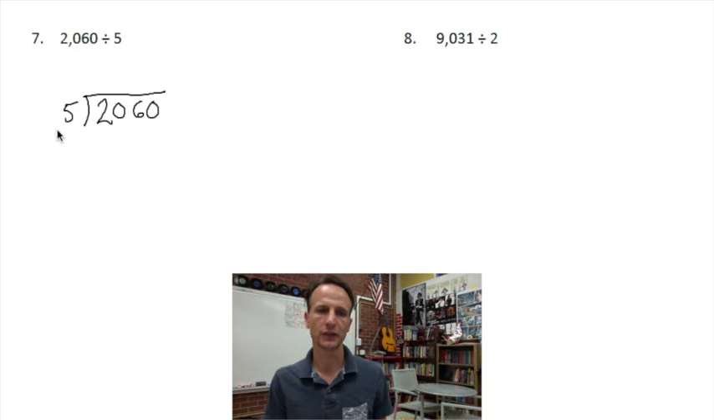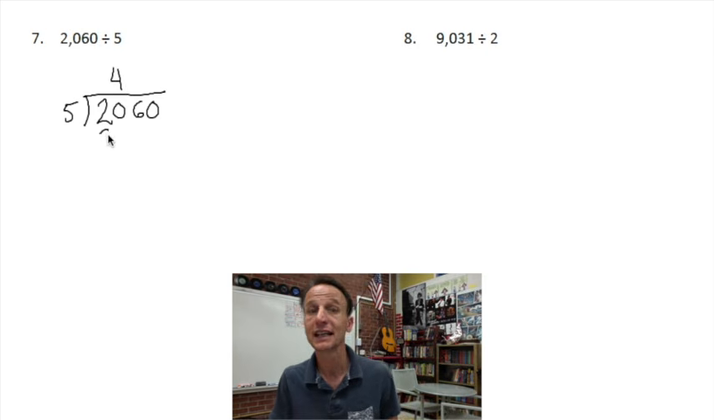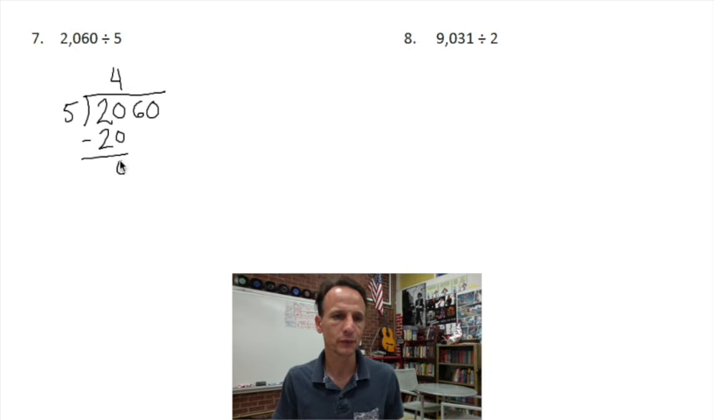Starting off, we can say, okay, we can't ask how many 5s in 2, so we just look at 20. How many 5s in 20? 20 hundreds. How many 5s in 20? You got it. There's 4 5s in 20 because 4 times 5 is 20. When we subtract, we are left with 0.